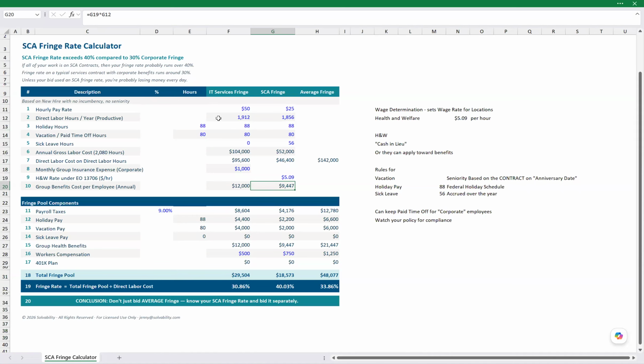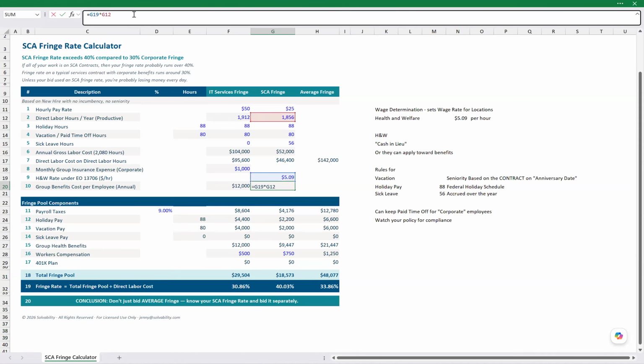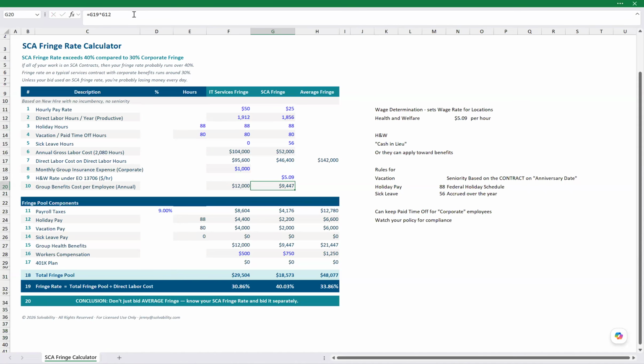Okay. So right now, for our SCA employee, the way I've got it going is we've got our group benefits. The way I calculate the group benefits, I didn't show it here, is the productive hours, the hours they work, times the $5 an hour. So it's $9,447 of benefit costs that, if you don't know about these weird rules, you might underbid the contract and lose money if you won. That's true.